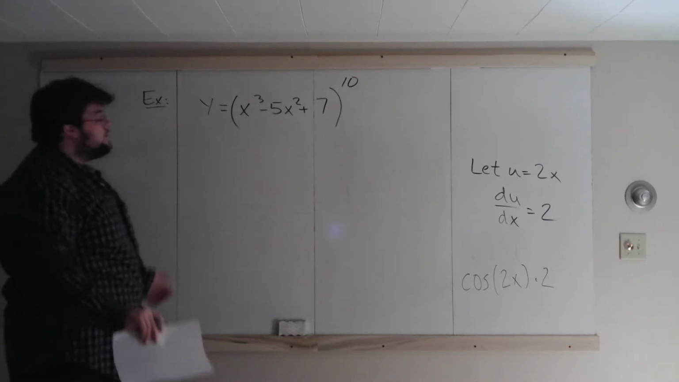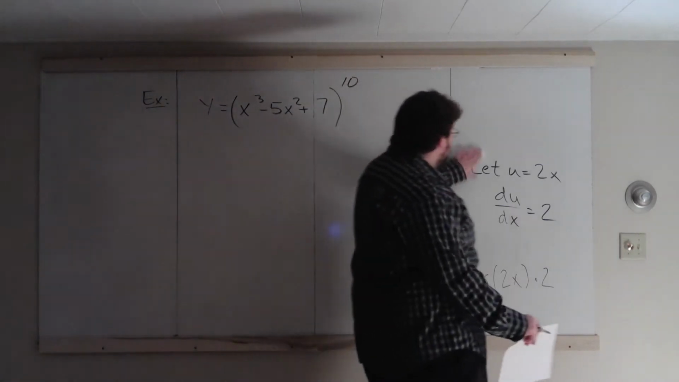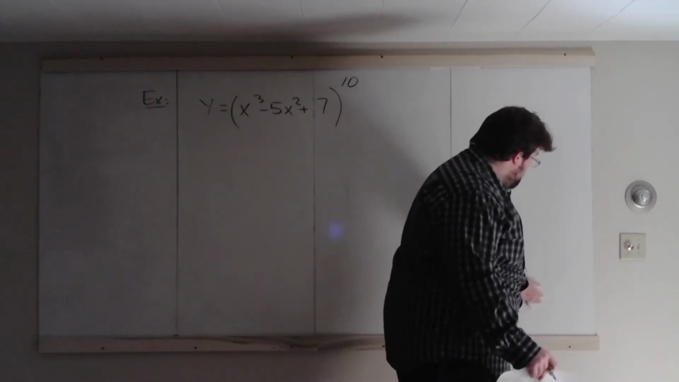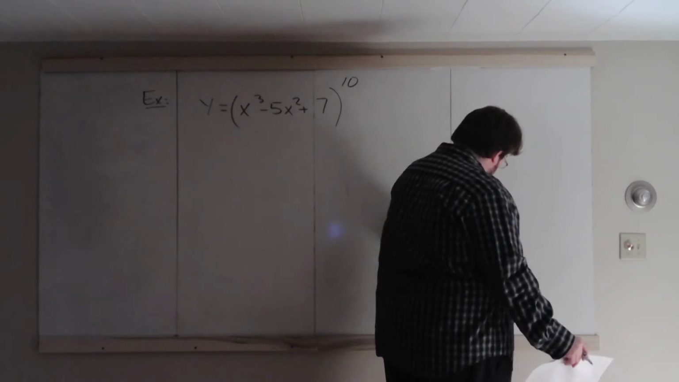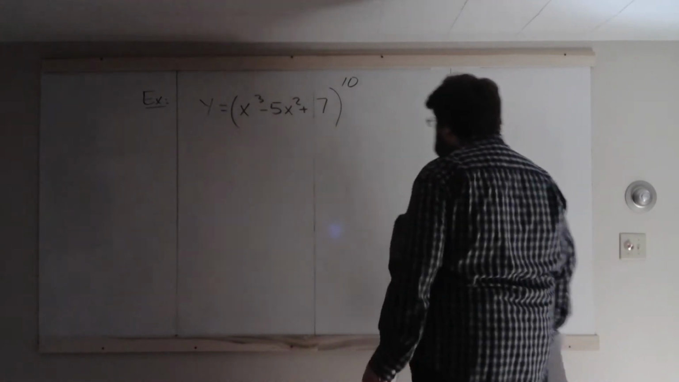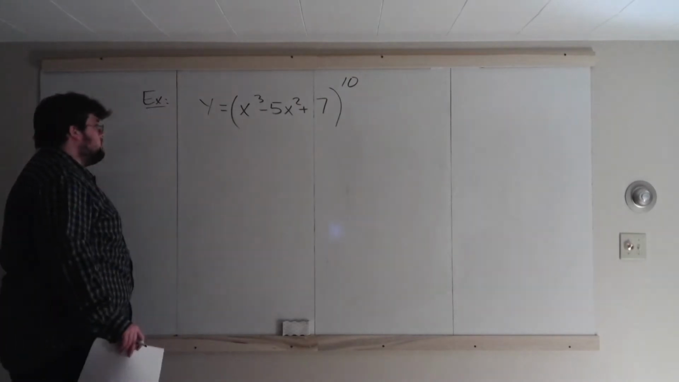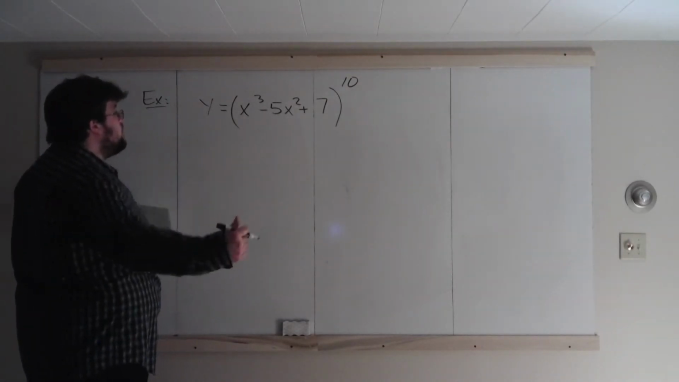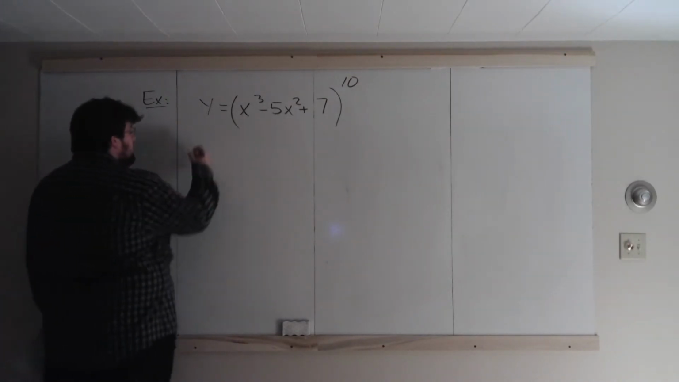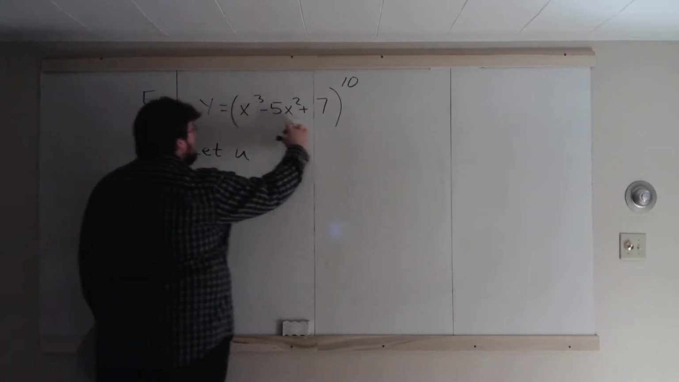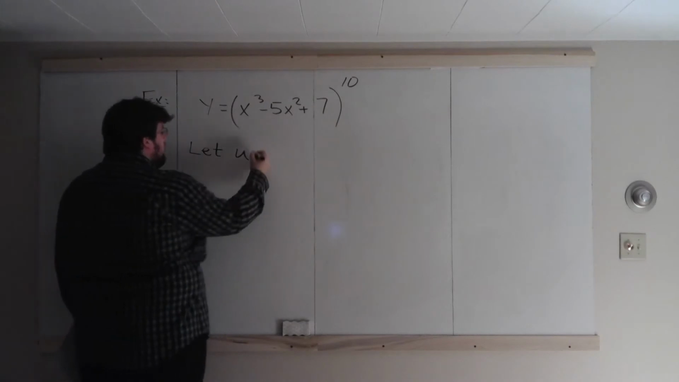Now there are two ways we could do this. We could draw Pascal's triangle, find the 11th row, expand that, write it as one polynomial, and then take the derivative using a bunch of power rules. Or we could use chain rule. Now how do we use chain rule? Well, we're going to let u be this entire inside quantity.